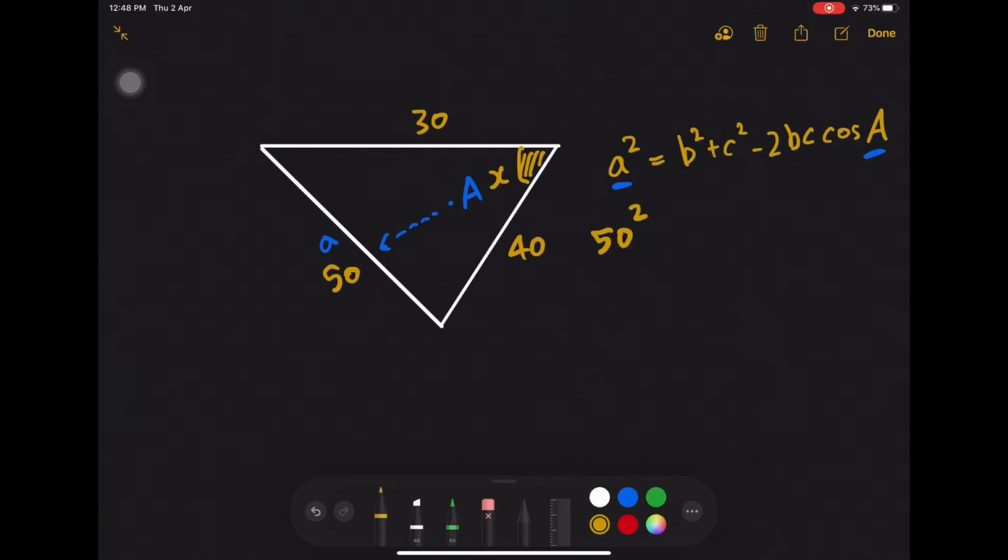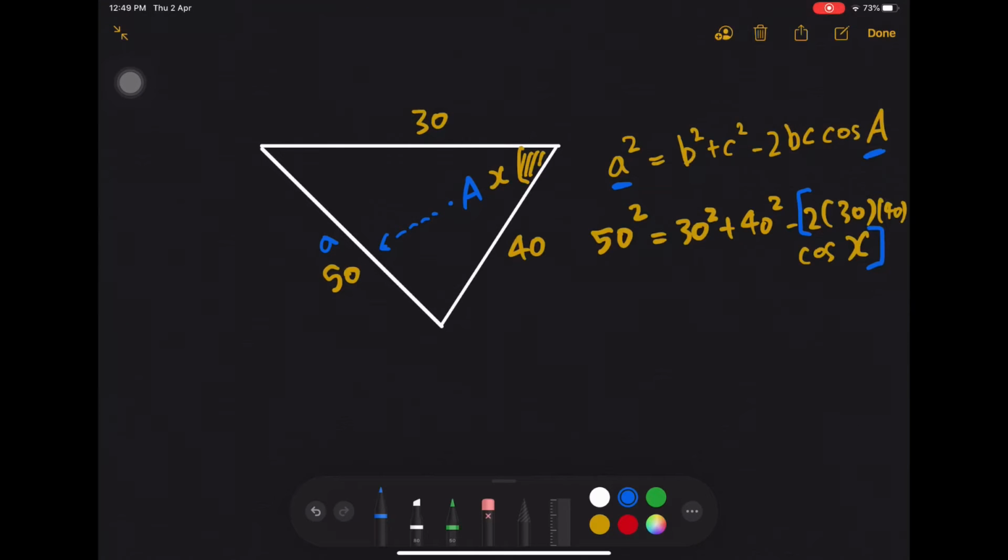So 50 square equals 30 square plus 40 square minus 2 times 30 times 40 cosine x. So once you have this down, you need to find x. You need to make x the subject. A lot of students make mistakes here. You need to take note that this is a set by itself, so it's 2 times 30 times 40 multiplied by cosine x.